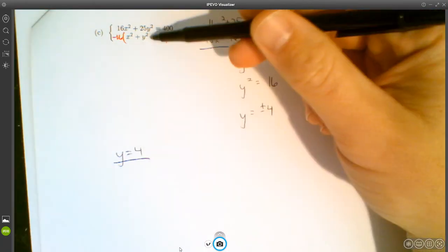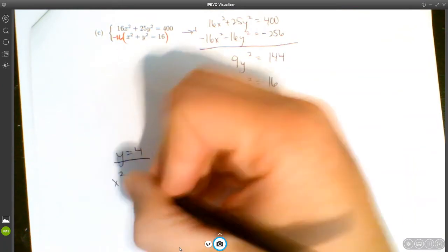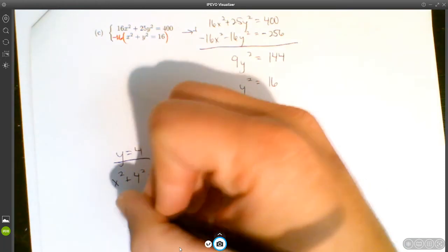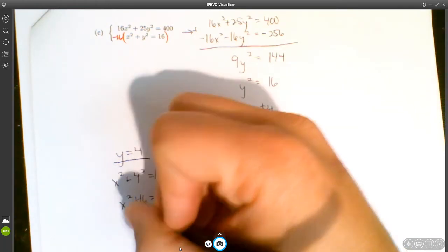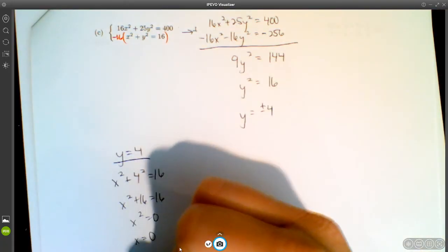I think I'm going to plug this into the bottom equation because that's going to be easier for me. So x squared plus 4 squared equals 16. That means x squared plus 16 would have to equal 16. Okay, that means x squared is 0, so x is 0. So (0, 4) is one solution.